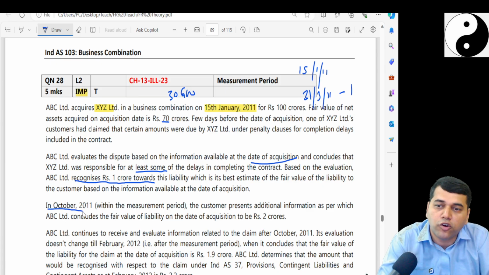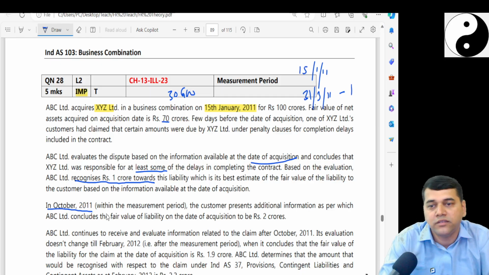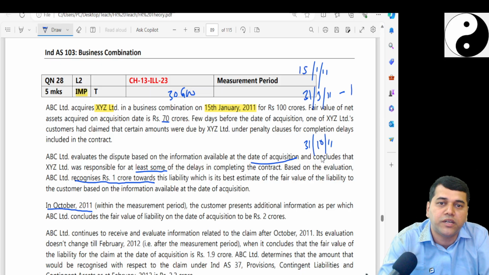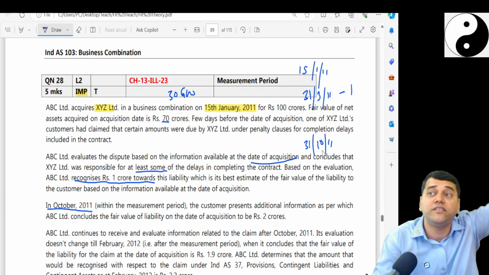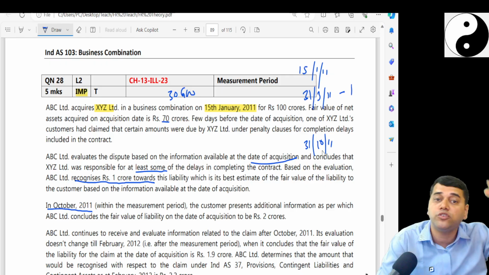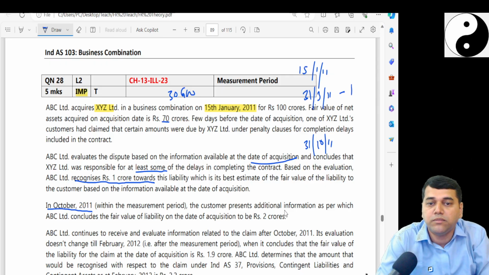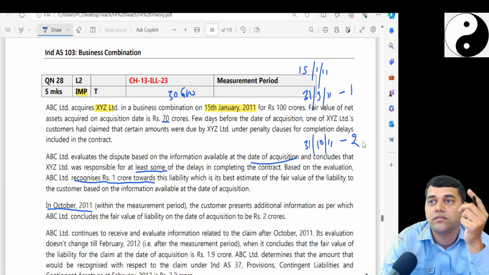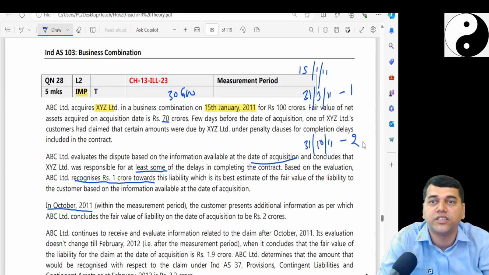Now in October 2011, is this within the measurement period? Yes, because your measurement period ends on 15th January 2012. Now the customer presents additional information because of which you conclude it is not 1 crore, it is 2 crore. On which day? On the acquisition date.